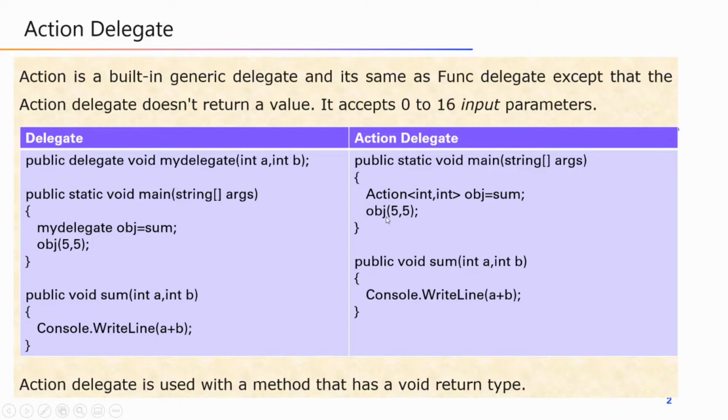access our method. Inside angle brackets of action delegate, we have to provide the number of input parameter data types of the accessed method. Here we are passing two input parameters, both are integer type. So int, comma, int. Action delegate is used with a method that has a void return type.